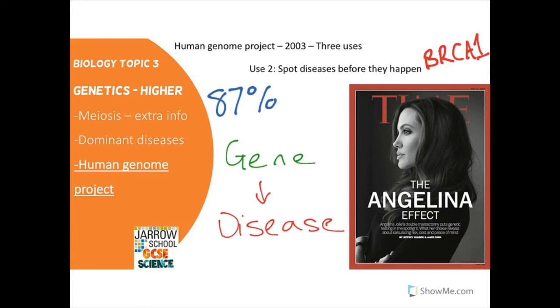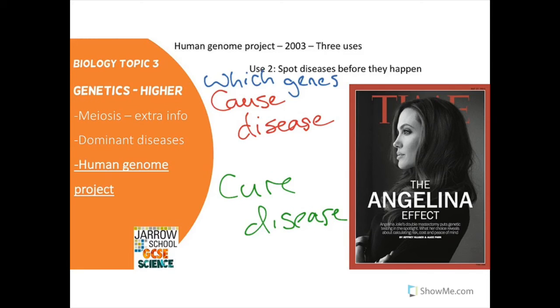and this has led to many other diseases where you can spot a gene and you know that you are more likely to get that certain disease. You can put things in place to make sure that you do not get that disease in the future. So the first two uses, figuring out which genes can cause diseases, but then it can also be used to help cure and treat genetic diseases also.